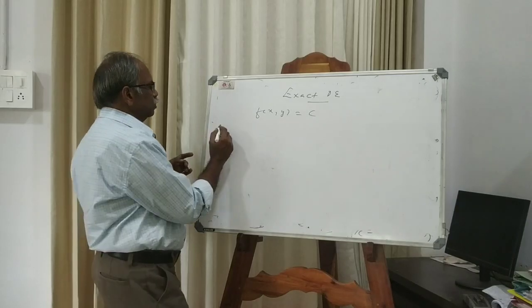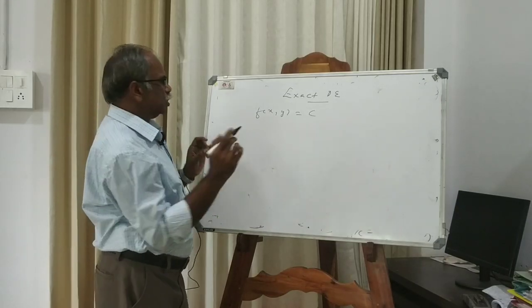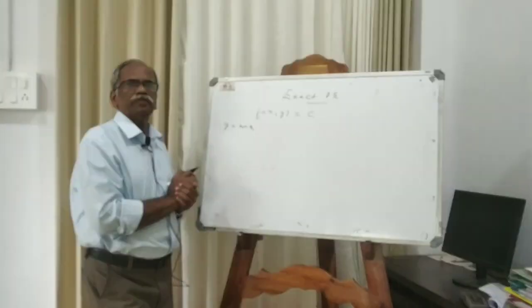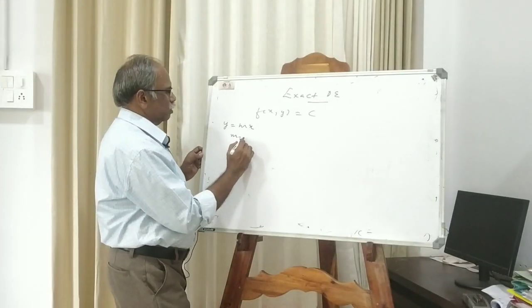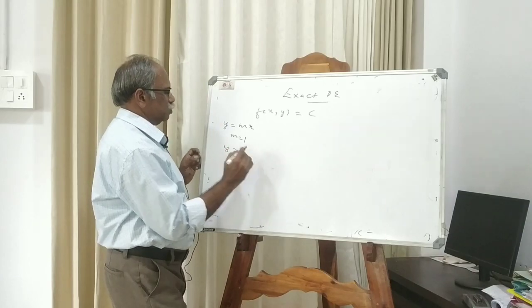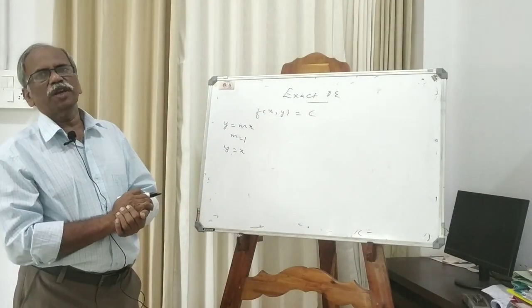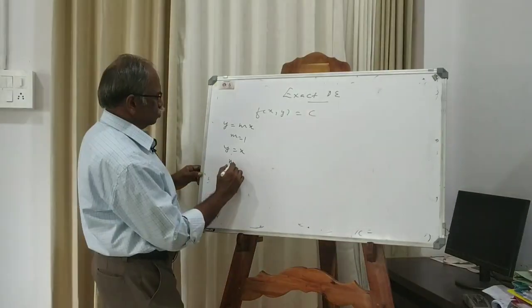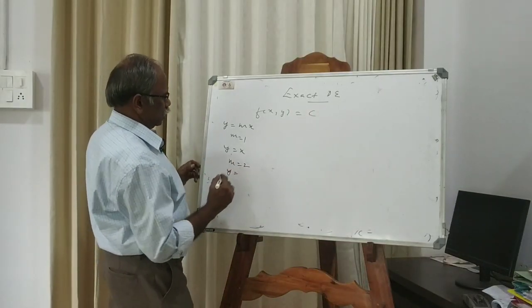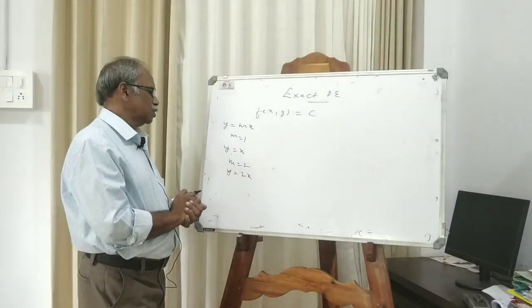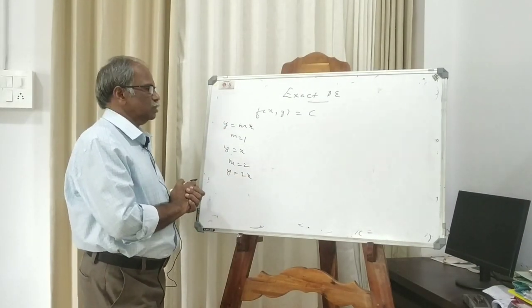What is meant by family of curves? A simple example is, consider the equation y is equal to m x. When m is equal to 1, we have the equation y is equal to x, which is a member of this family, y is equal to m x. When m is equal to 2, we obtain another equation y is equal to 2x, which is another member of this family.